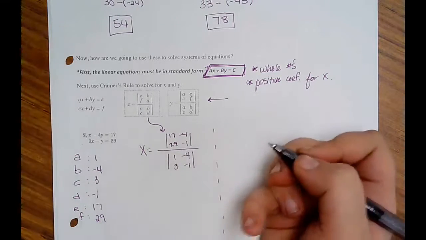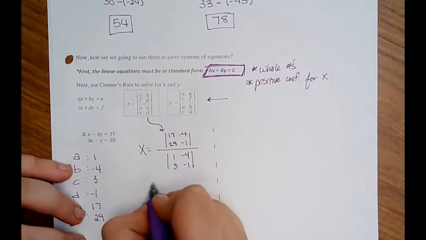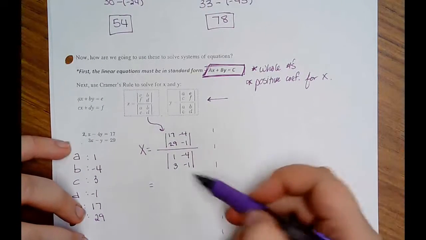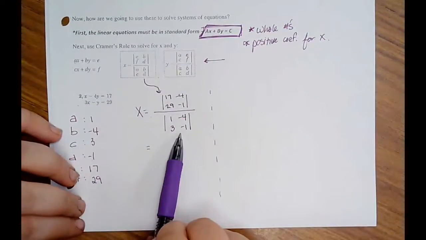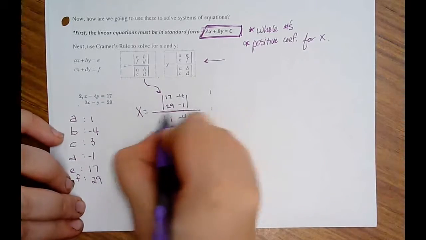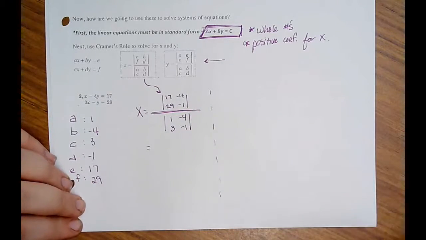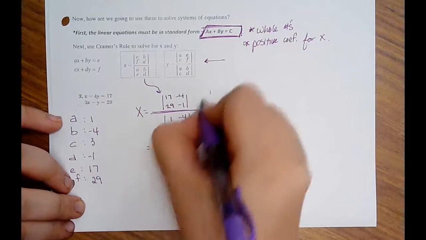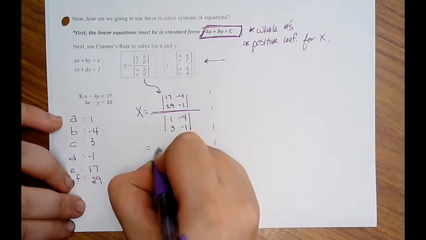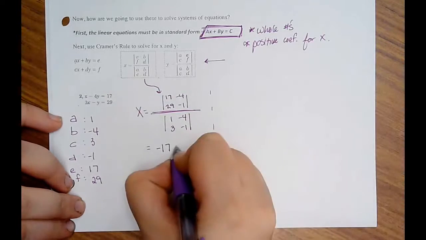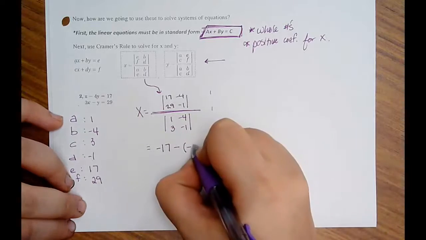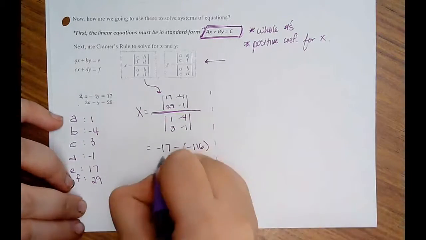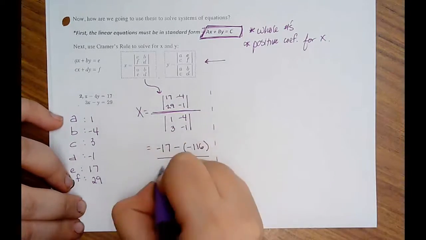Sweet. Once we have that set up, I'm going to take these down here. And now this is where those determinants from up above come in. We're going to find the determinant of each of these 2 by 2s, divide, because that's what the division bar means, and put our x equals. So let's do that. On top, we get 17 times negative 1, that's negative 17, minus negative 4 times 29, 116, over 1 times negative 1, minus 3 times negative 4.